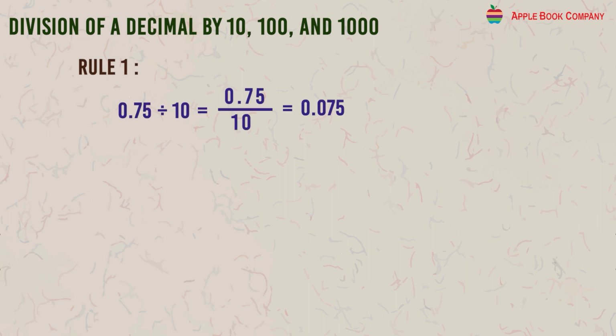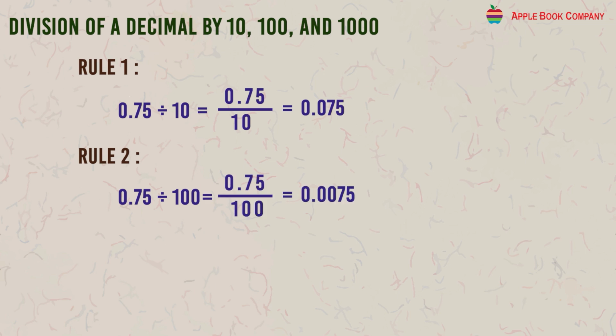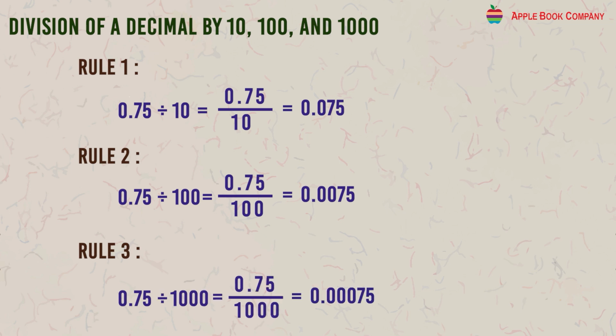So we can have the following rules. Rule 1. When a decimal is divided by 10, the decimal point moves to the left by one place. Rule 2. When a decimal is divided by 100, the decimal point moves to the left by two places. Rule 3. When a decimal is divided by 1000, the decimal point moves to the left by three places, and so on. Division by a multiple of 10, 100, 1000.